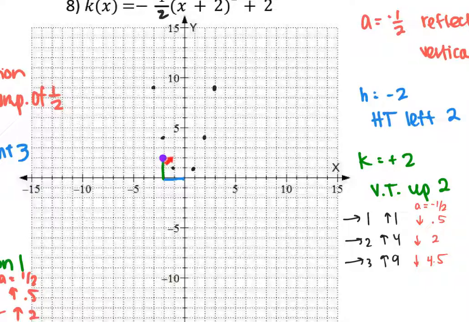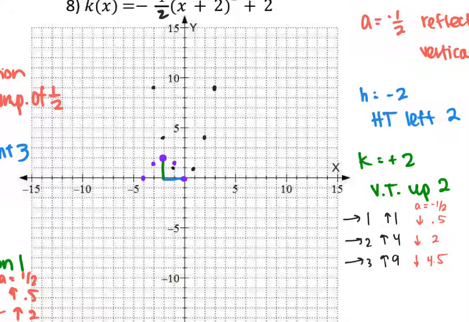So from my vertex over 1, and I'm going to go down 1/2. So my next point would be right here, and then I have its symmetric point. And then from my vertex, I'm going to go over 2. Normally I would go down 4, but I'm going to go down half as much since I'm compressing it. So I'm going to go down 2. And I have its symmetric point.